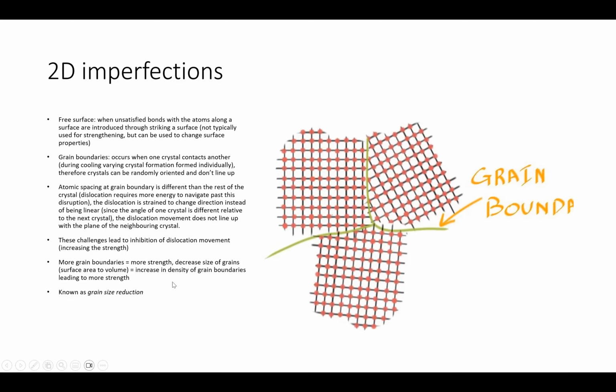thus increasing the strength. So if we put in more grain boundaries, that equals more strength. And if we decrease the size of these grains, the surface area to volume increases, so we increase the density of the grain boundaries, leading to even more strength. So that's one way we can strengthen using grain boundaries, and that's known as grain size reduction.